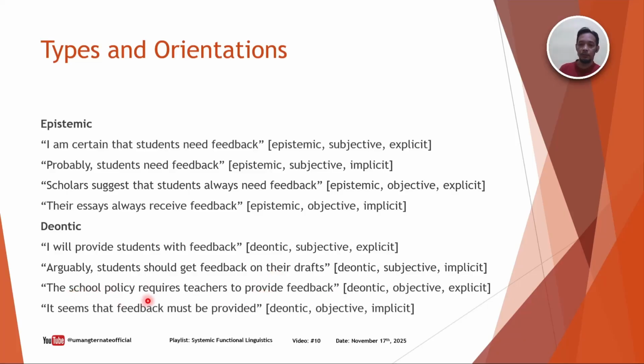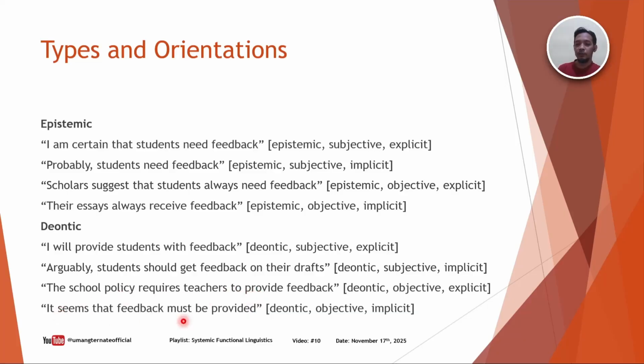And the third one is the deontic objective explicit modality. It is explicit because the source of the modality is expressed here, which is the school policy, and the modality is expressed through the lexical verb "requires," which means that it is a must. It is something that the teachers must do. And this is deontic because it is about what the teachers must do.